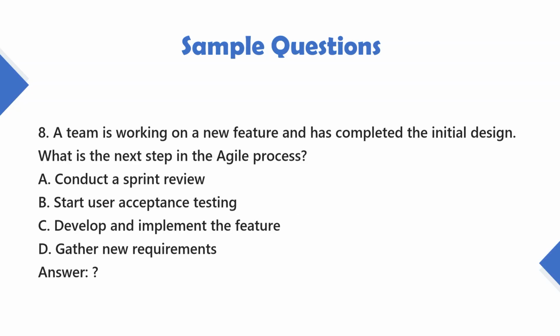8. A team is working on a new feature and has completed the initial design. What is the next step in the Agile process? A. Conduct a sprint review. B. Start user acceptance testing. C. Develop and implement the feature. D. Gather new requirements.